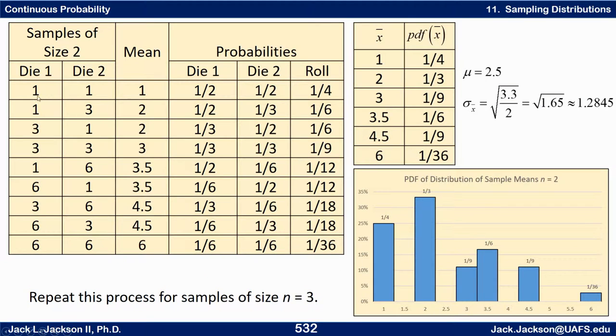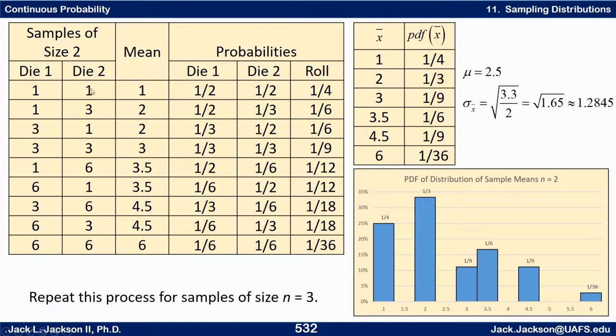Well, these are the possibilities. There are 3 choices for the first, 3 for the second, so there should be 9 of these. 1, 2, 3, 4, 5, 6, 7, 8, 9. There we are. And I have these in order, die 1 and die 2. So a 1, 1, we have a 1, 3, and a 3, 1. A 3, 3, a 1, 6, and a 6, 1. A 3, 6, and a 6, 3, and a 6, 6.